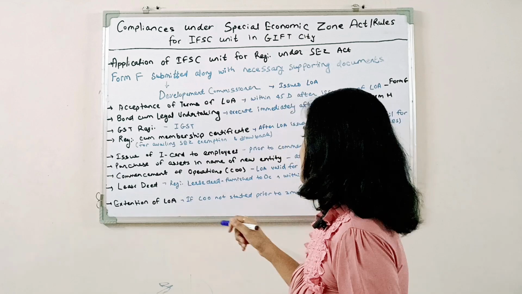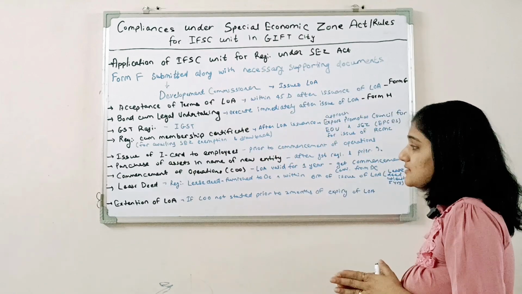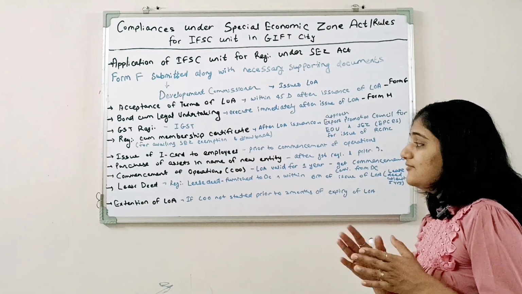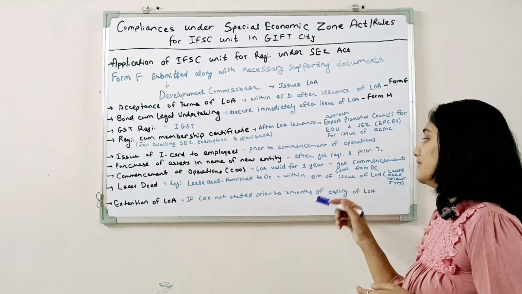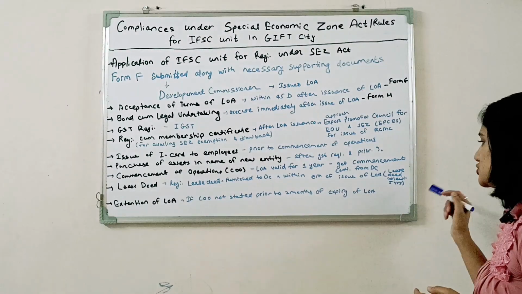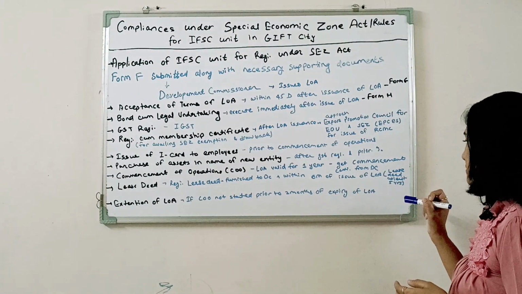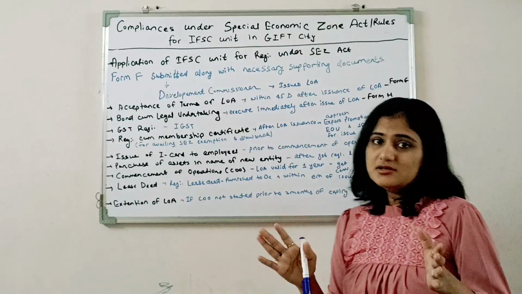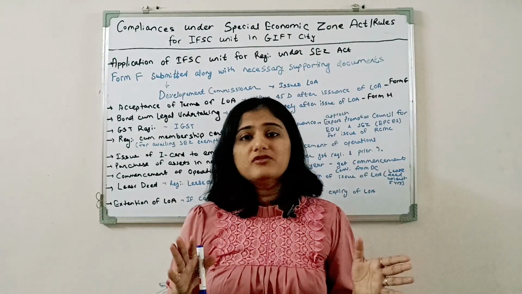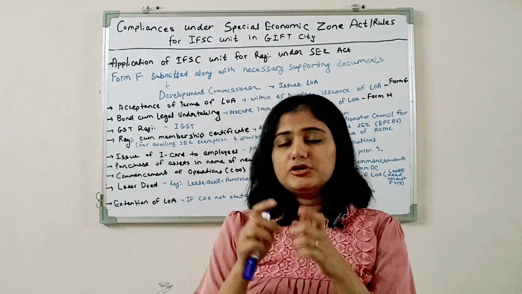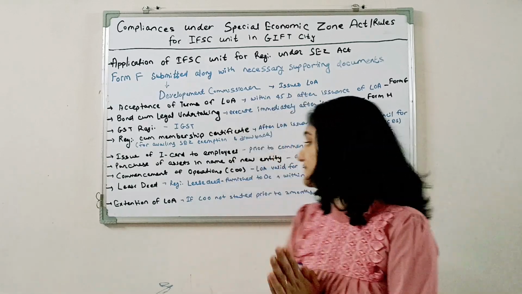Next, lease deed. So registered lease deeds have to be executed and furnished to the Development Commissioner within a period of 6 months from the issue of letter of approval, and the lease deed period should be valid for at least 5 years. So it should be executed for a minimum period of 5 years.